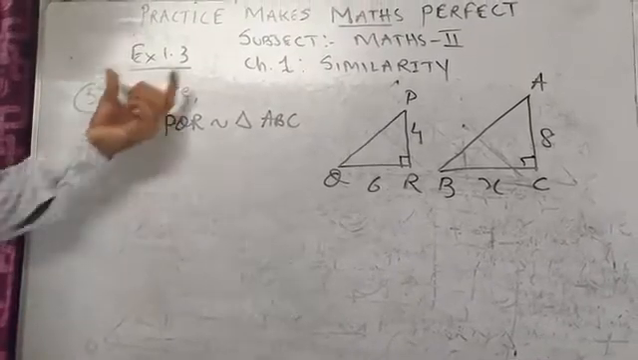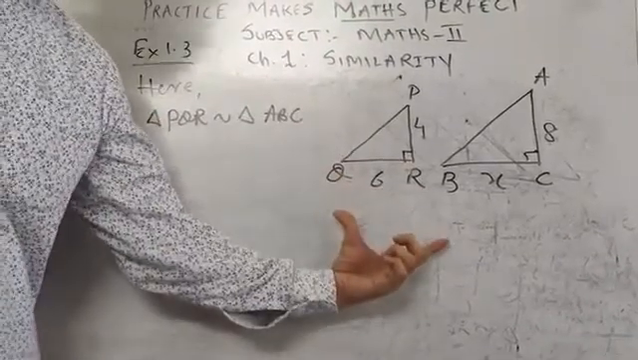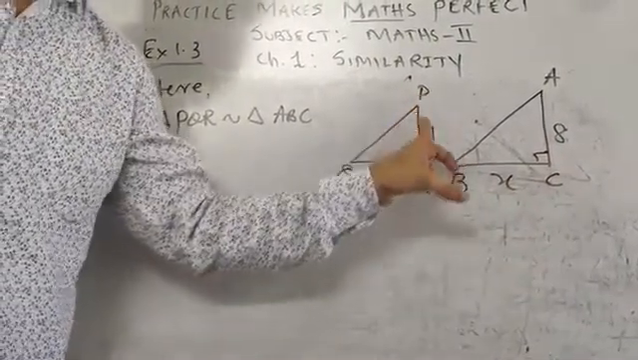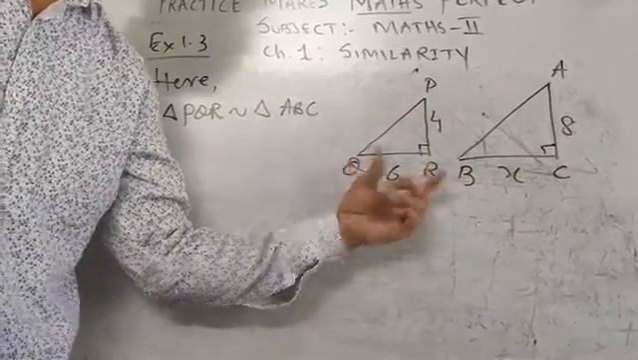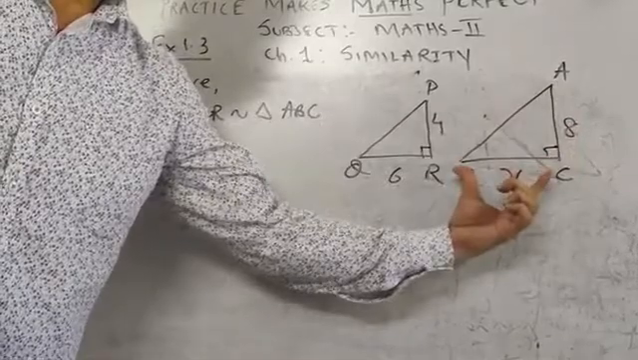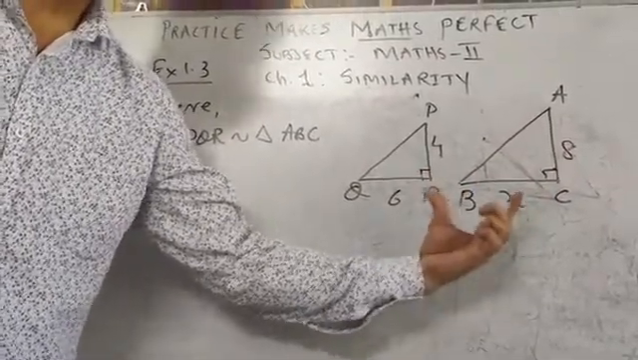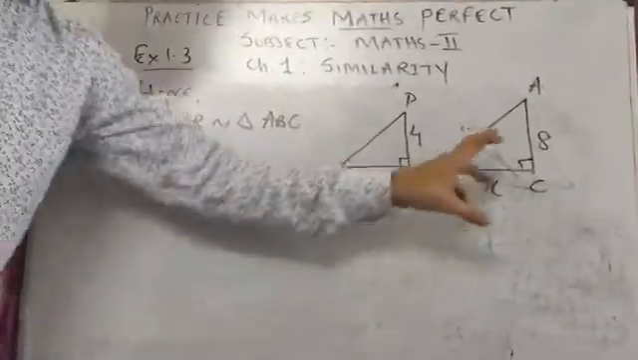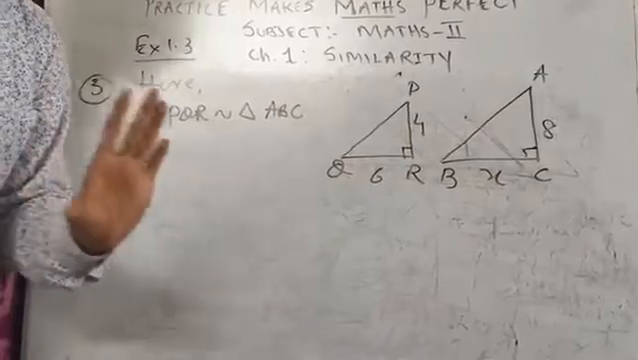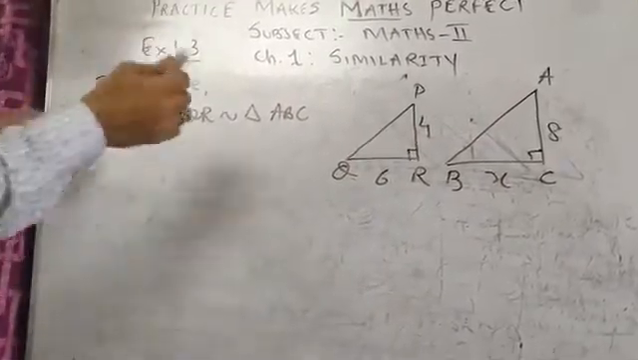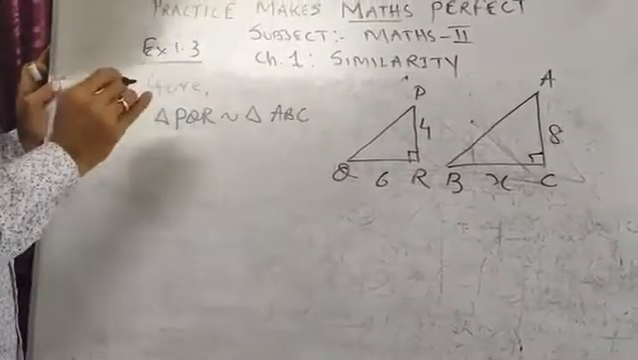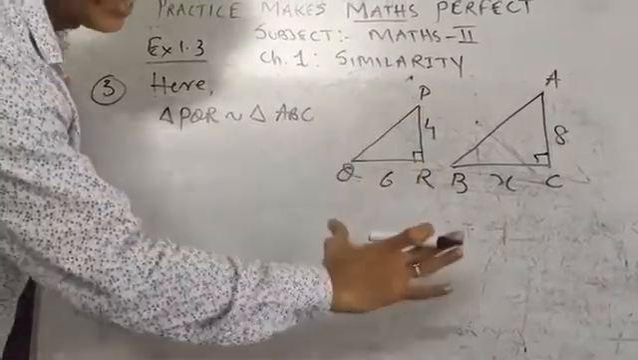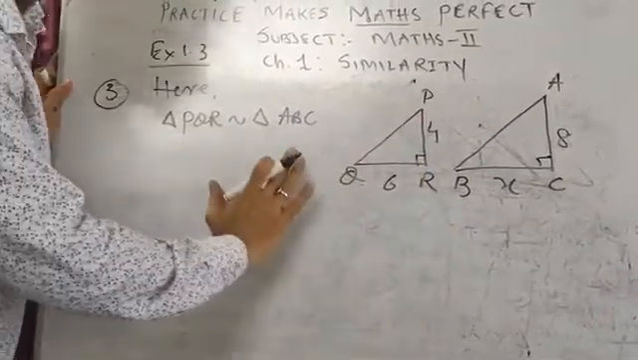Solution. Exercise 1.3. Diagram is given to you. These are the two poles, and these are the shadows. For pole PR the shadow is QR, and for pole AC the shadow is BC. We have to find the length of the shadow BC for this pole. Now you can see the triangles, they are right angle triangles, they are similar. There is no need to prove similar. Directly also you can write triangle PQR is similar to triangle ABC, because the shadows are cast by the poles at the same time.